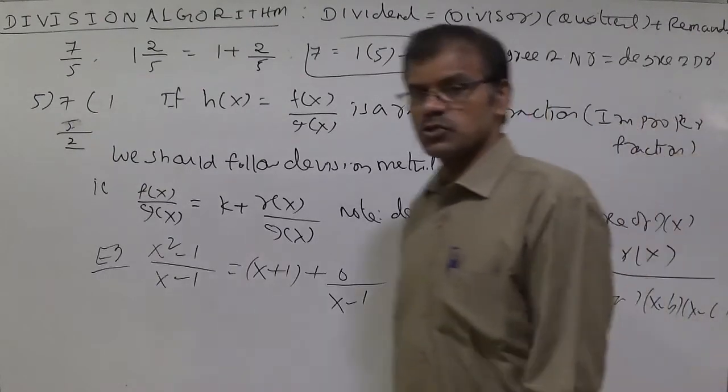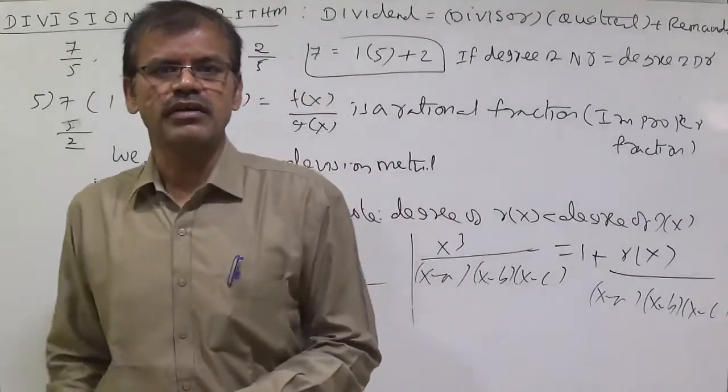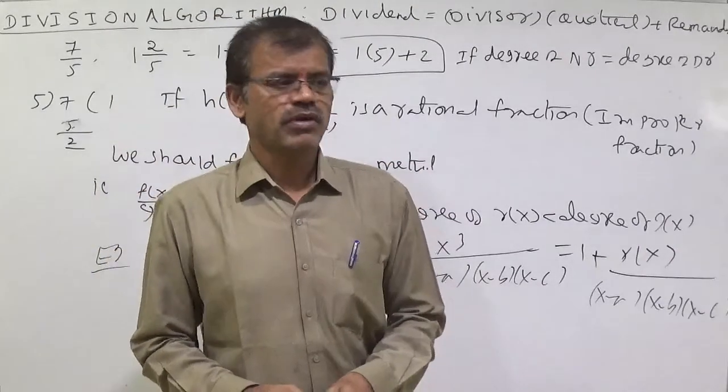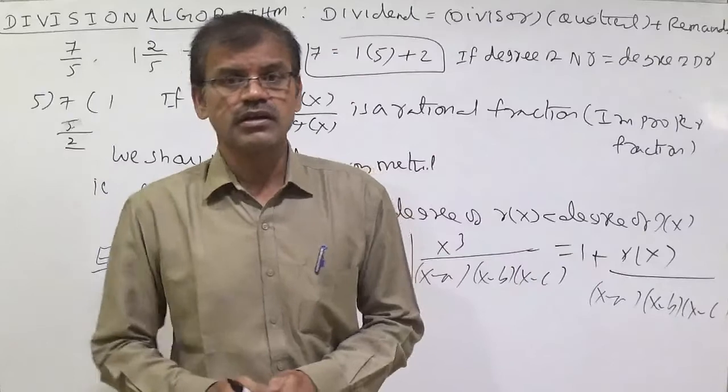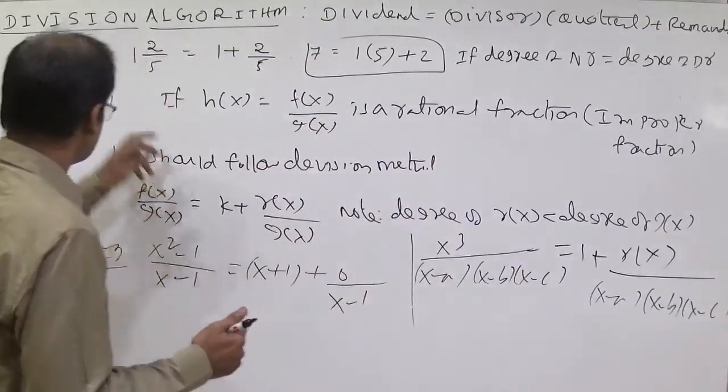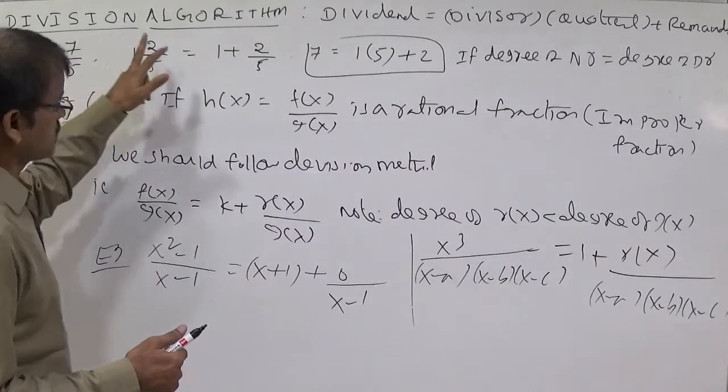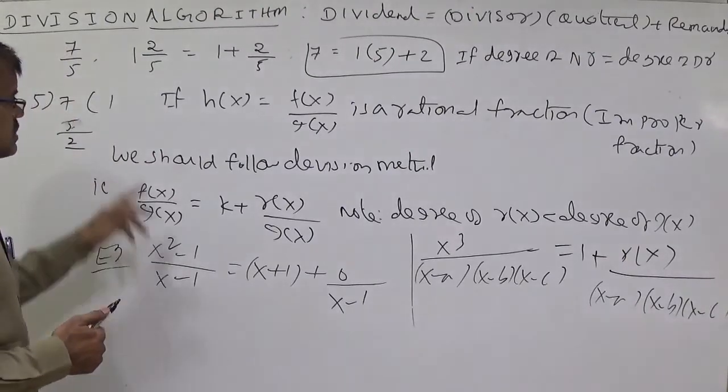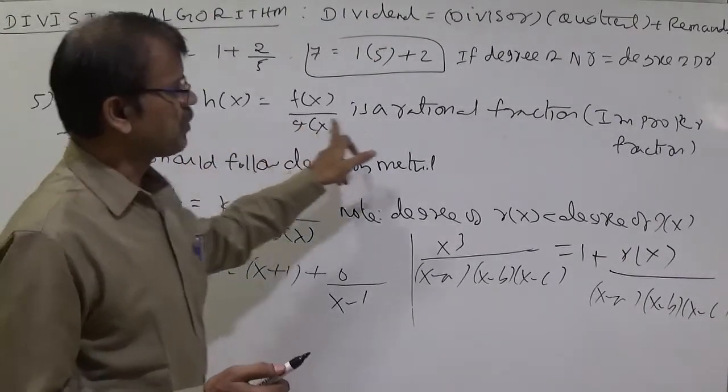Some shortcuts are also there, simply you put 1, no need to divide. If you divide also you will be getting the same value, but it is a lengthy process, we will be learning in the next exercise. This is the case of partial fractions using division algorithm, that is partial fractions of improper fraction I am saying now.